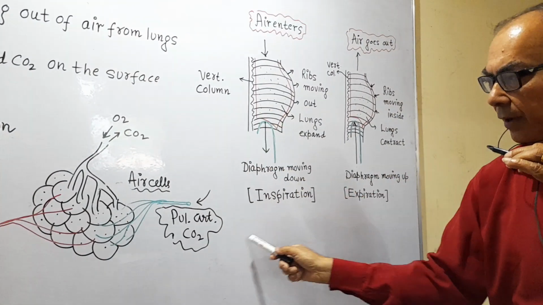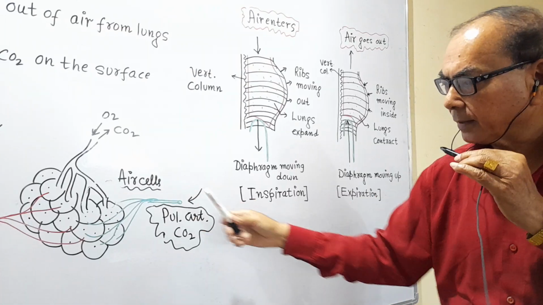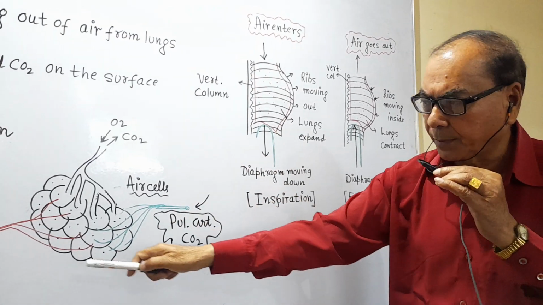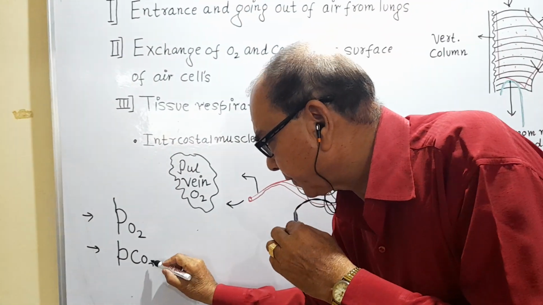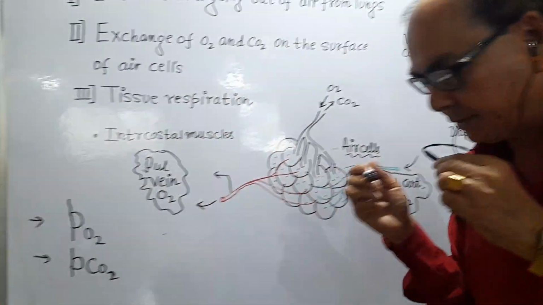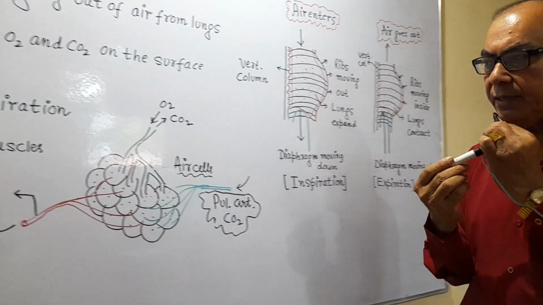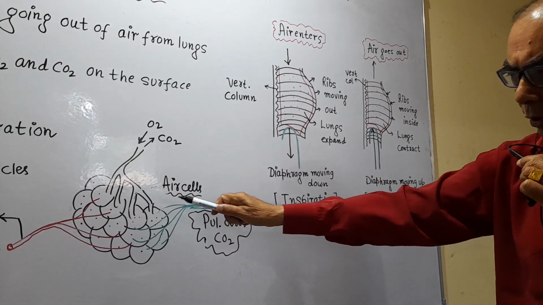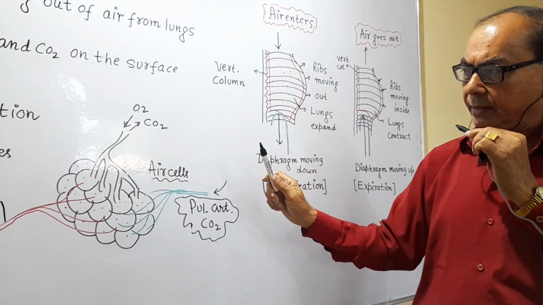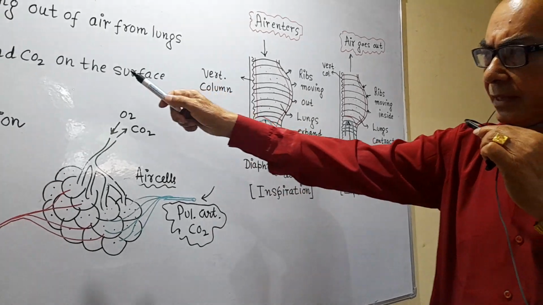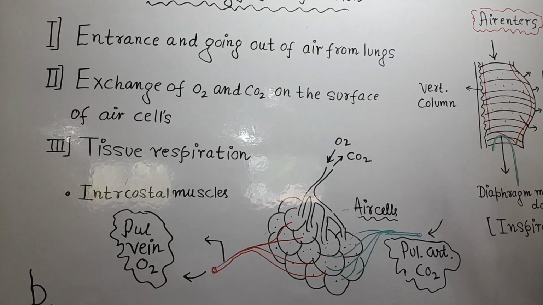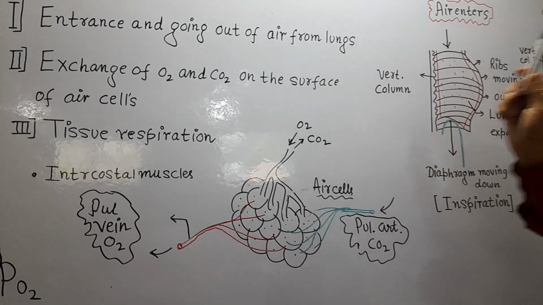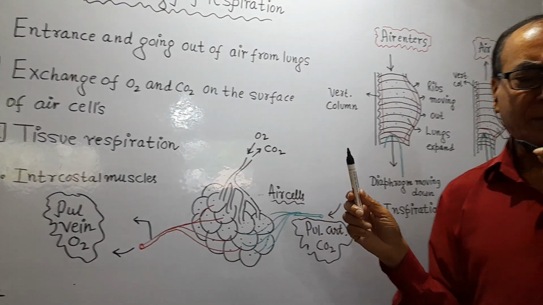Likewise, when it comes in contact, due to the high partial pressure, the carbon dioxide, our CO2, it is given out. That means this exchange, it takes place on the surface of the air cell. So this is the second step, that is the exchange of O2 and CO2 on the surface of the air cells. During the third step, the tissue respiration.